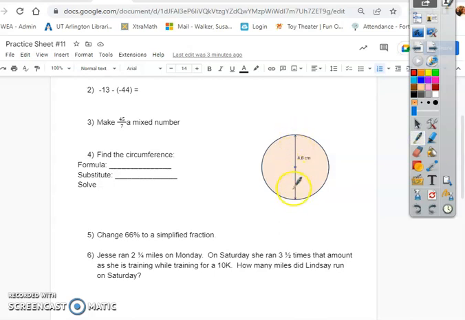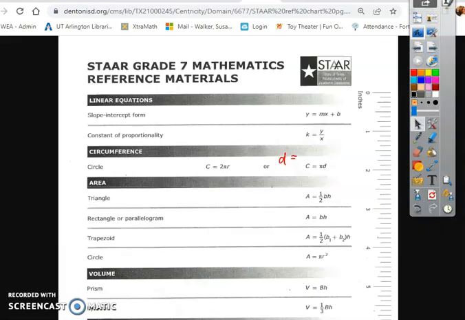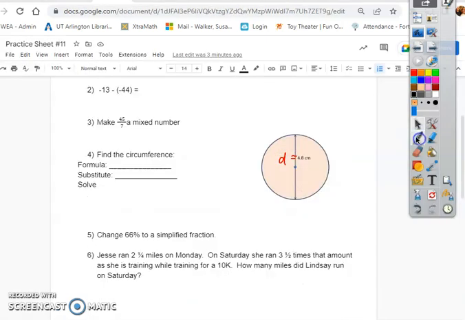Please tell me you know what this is. What is this line when it goes all the way? I want you to put the letter right here. What's the letter if it goes all the way? And hopefully you know that's diameter. Please tell me you know that's diameter. So for circumference, I'm going to use this one since I know diameter. So C equals pi d.